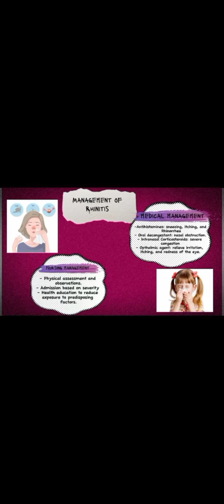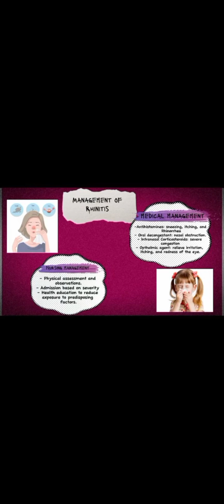General drug therapy includes antihistamine given for sneezing, itching, and to relieve rhinorrhea. Then oral decongestants also are given to relieve nasal obstruction. Intranasal corticosteroids are given for severe congestions to relieve it. And then ophthalmic agents are also given to relieve irritation, itching, and redness of the eye.